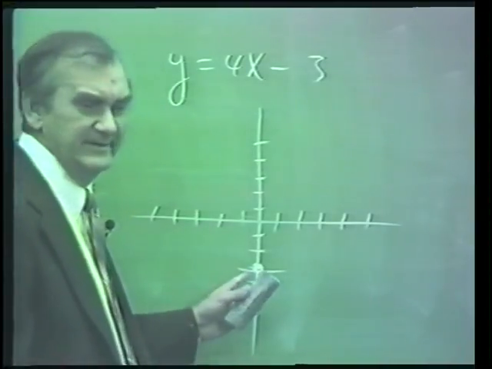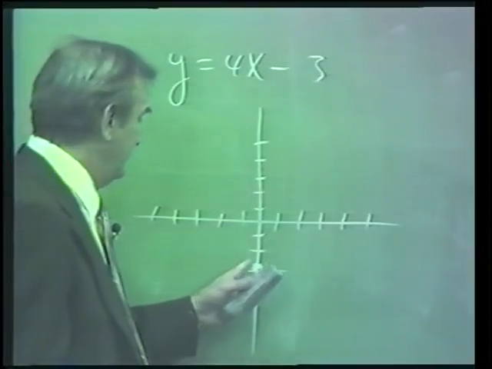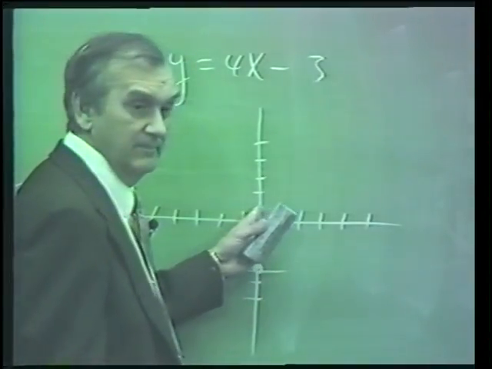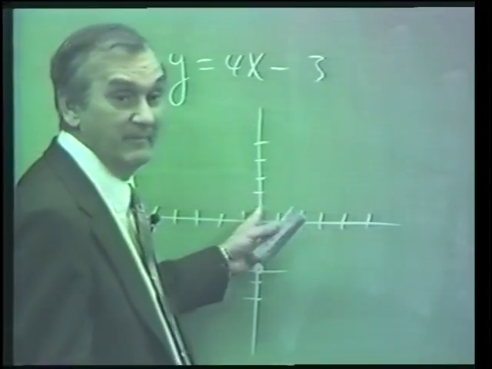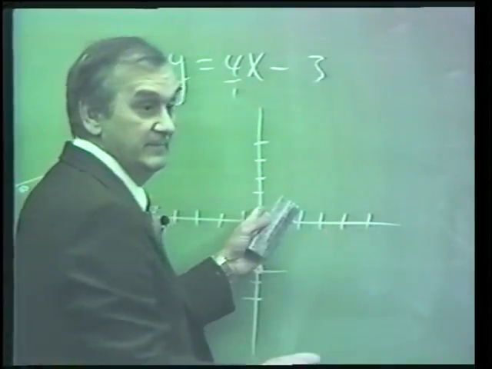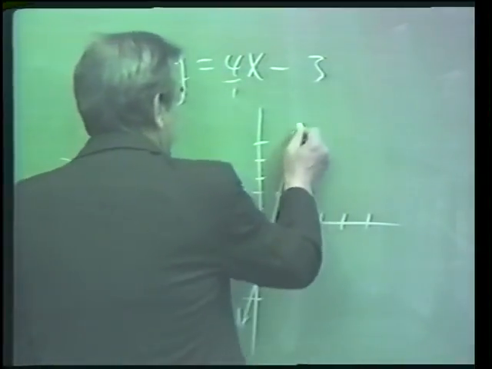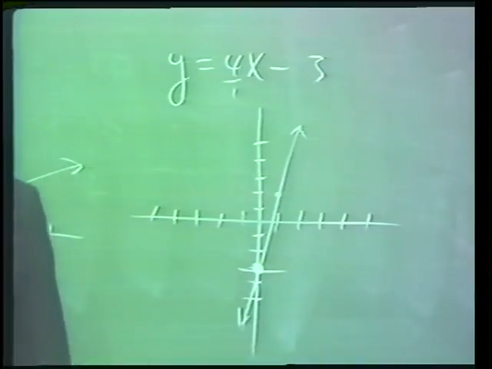What does that tell you to do, Beeb? Move up 4 and 1 to the right. Very good. Remember what we mean by 4. This is 4 over 1. That's 4 up, 1 to the right. There's your line. Very good. You hesitated there, had me worried for a second. Okay.